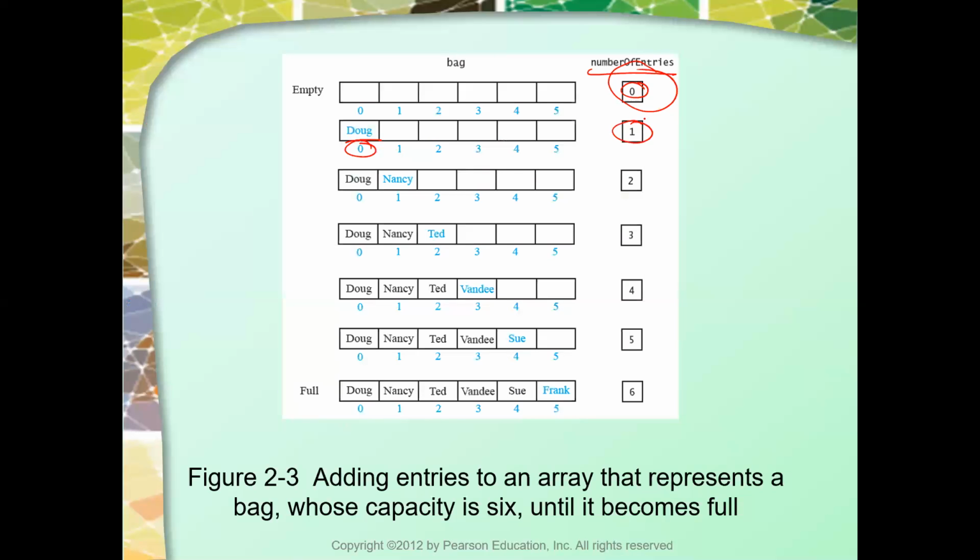Because number of entries is telling you the location of where the next item would be added, right? So when we add Nancy, we're going to add Nancy at the location where the current number of items is, and then add 1 to that. And add Ted at the next location indicated by number of items, and add 1 to that. And we keep building the array as it grows to the right.